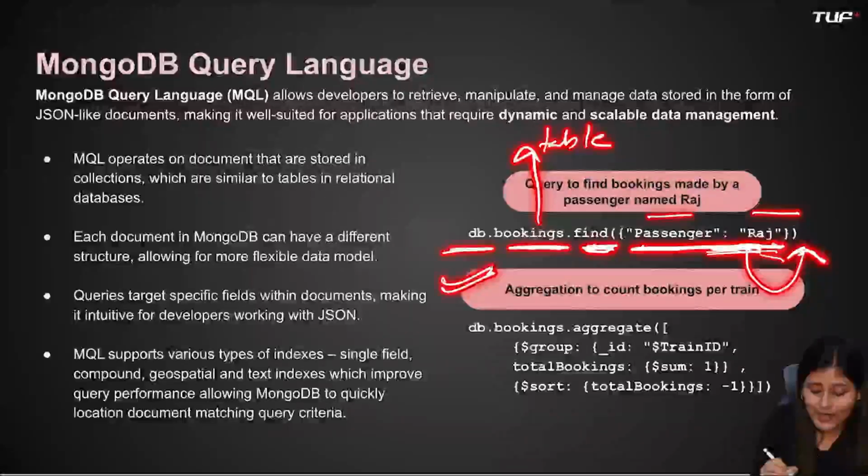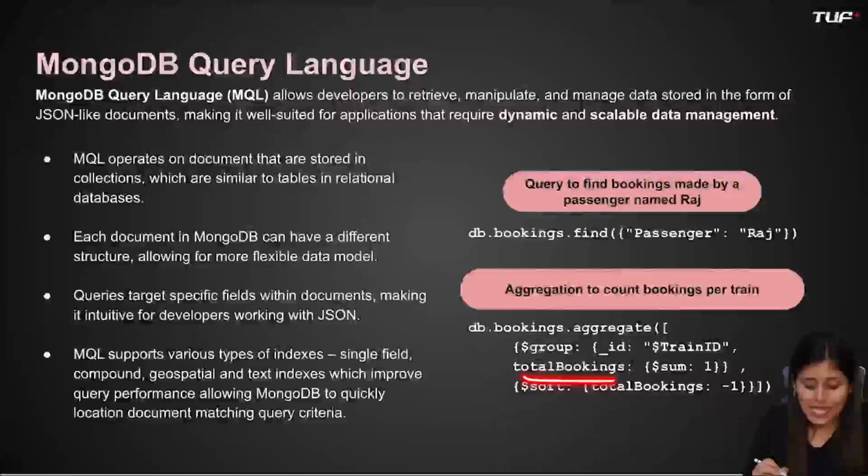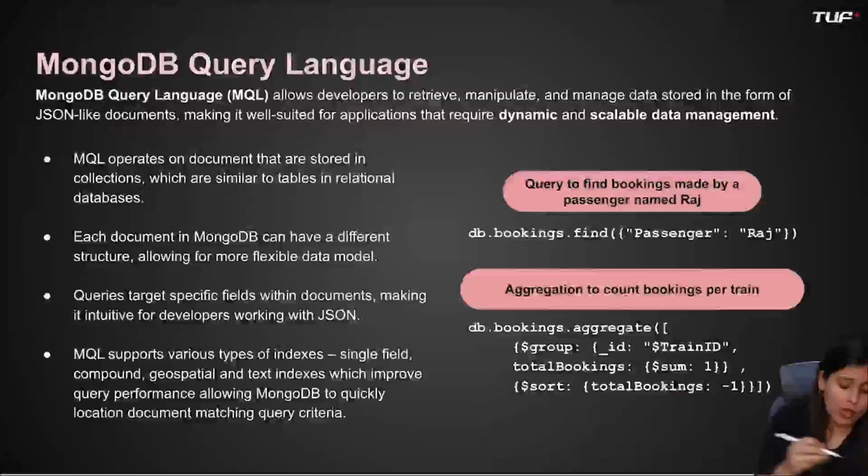Second, if we want to do some aggregation to count the number of bookings per train, how will it work? We say db.bookings.aggregate. So in the bookings table we want to aggregate. Now what do we want to aggregate? Group. We want to make a group of ID, train ID, and total bookings. So you want total bookings as a group, where you sum all the bookings done per train ID, and at last you want to sort those total bookings in descending order. -1 means descending order.